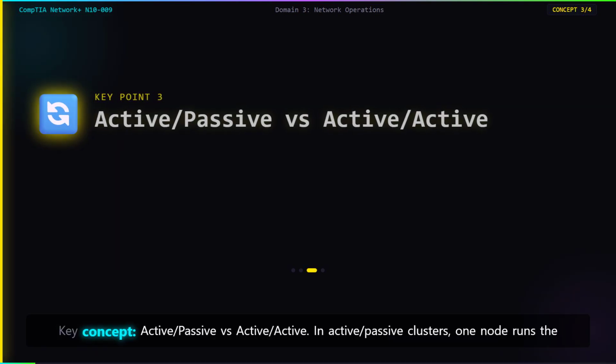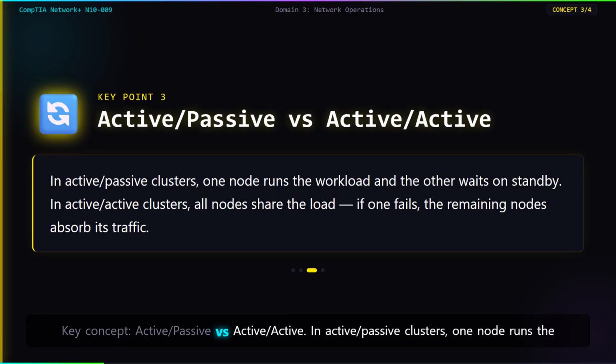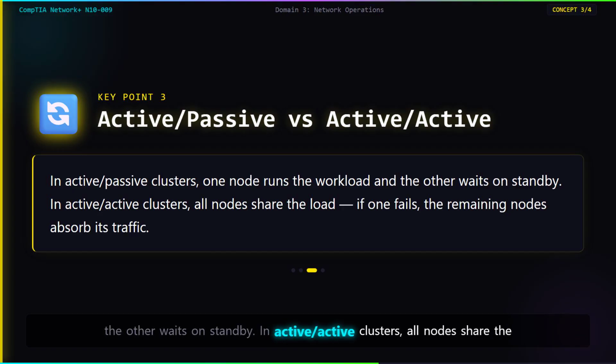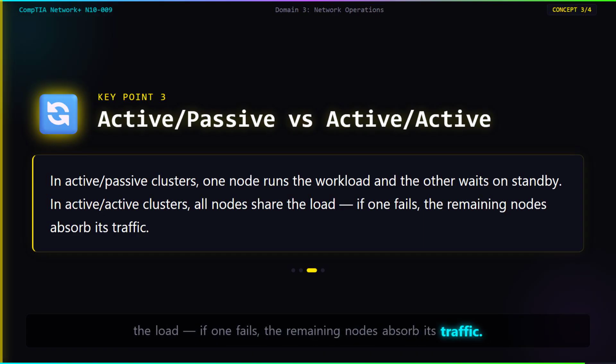Key concept: active-passive versus active-active. In active-passive clusters, one node runs the workload and the other waits on standby. In active-active clusters, all nodes share the load. If one fails, the remaining nodes absorb its traffic.